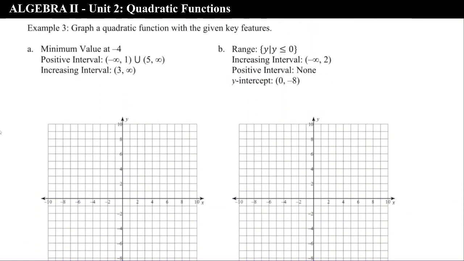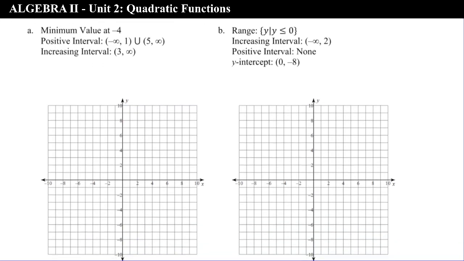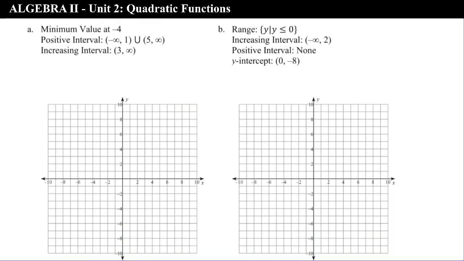Okay, let's move on to another example. Let's say we're given some key features and we want to graph our quadratic function using these key features. Well, let's take a look at what we have. We'll start off with A here. We have a minimum value at -4. We have a positive interval from -infinity to 1, union with 5 to infinity, and then we have an increasing interval from 3 to infinity.